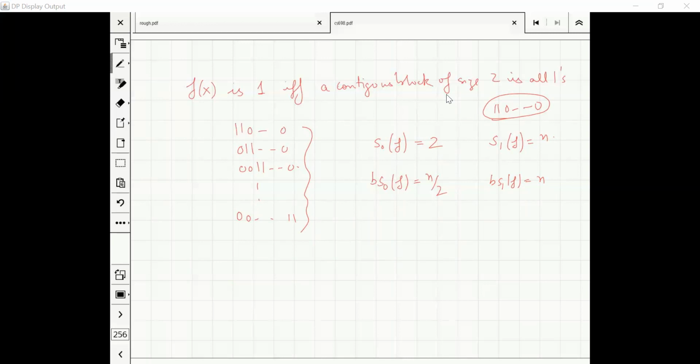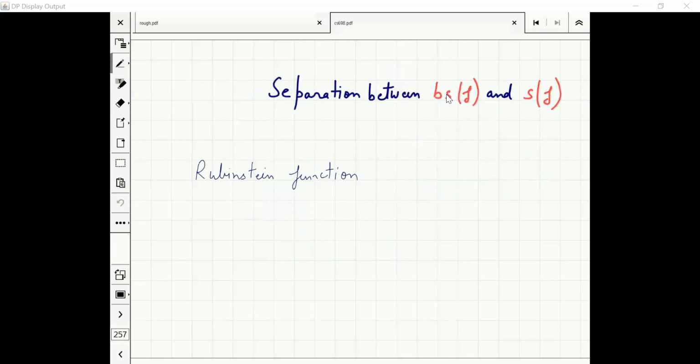So we have almost achieved what we wanted. We created a difference between BS0 and S0, but still we haven't created a difference between BS and sensitivity. We need one more idea. It's not an easy idea, but I will give you 1 or 2 minutes to think about it. You want to create a separation between BSF and SF using this contiguous block function. What should we do? What is the idea?